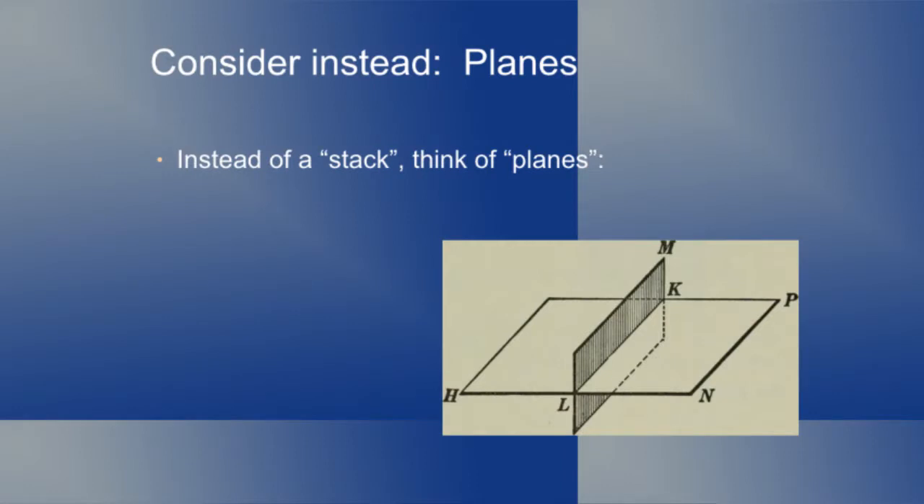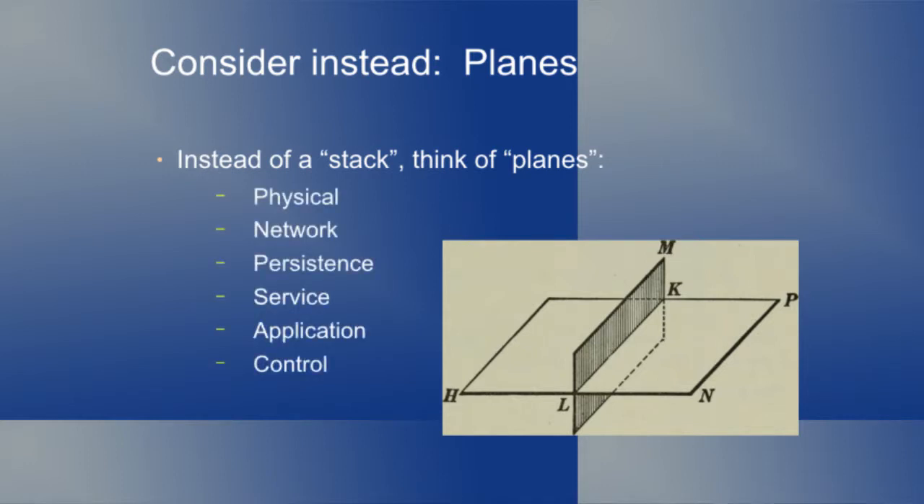So instead of stacks, the concept that I found useful are planes. I have a physical plane, a network plane, a persistence plane, service plane, application plane, and control plane. Ultimately, they're all going to be instances or Lambda functions or something like that. It's a difference in how you think about things and how you organize your code.